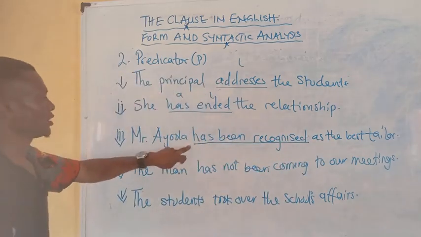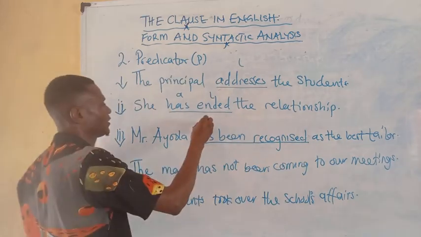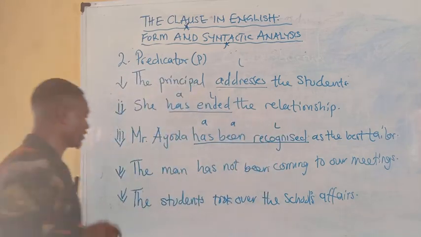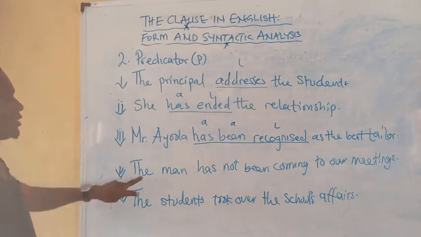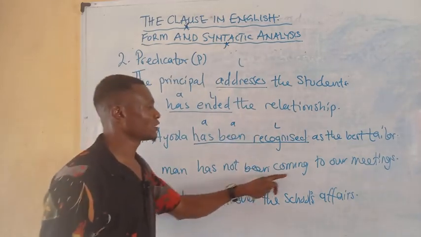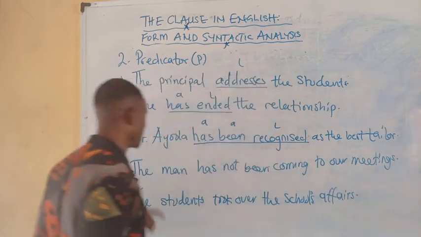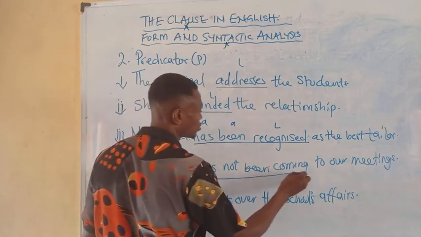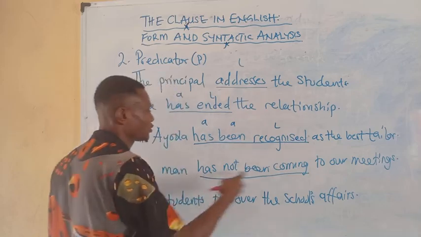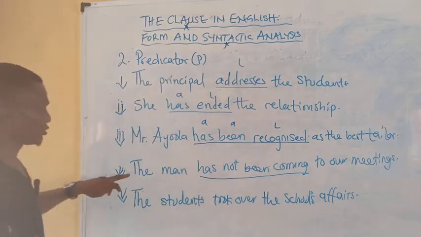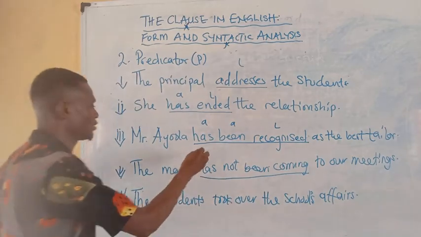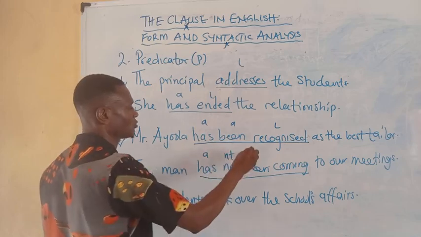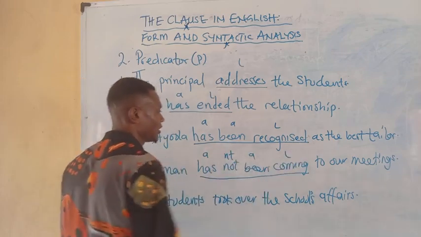That is the predicator in this sentence. Here we have auxiliary, lexical. Then number four, we have: the man has not been coming to our meetings. The man has not been coming to, has not been coming. That is the predicator in this sentence. Here we have auxiliary, negator, auxiliary element.